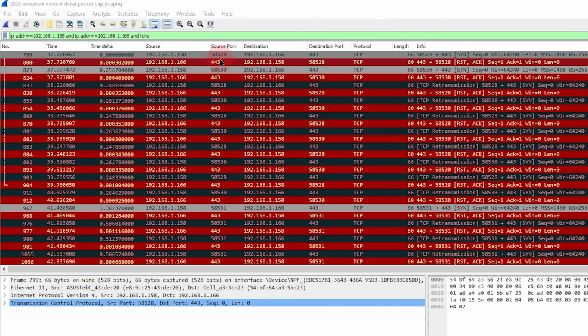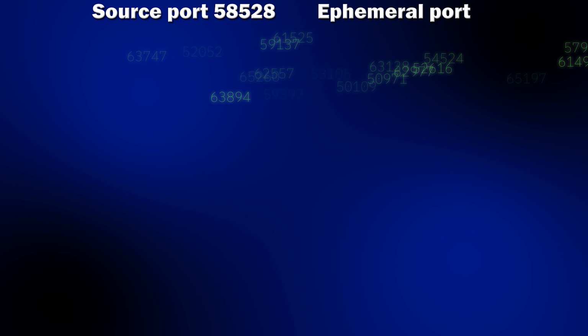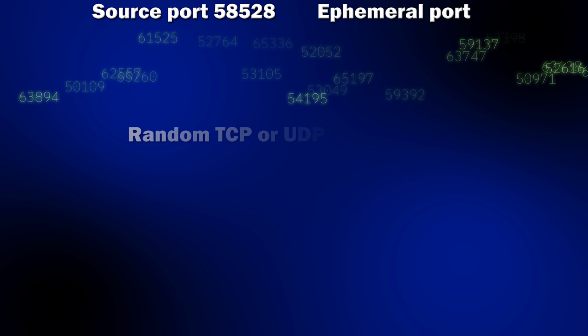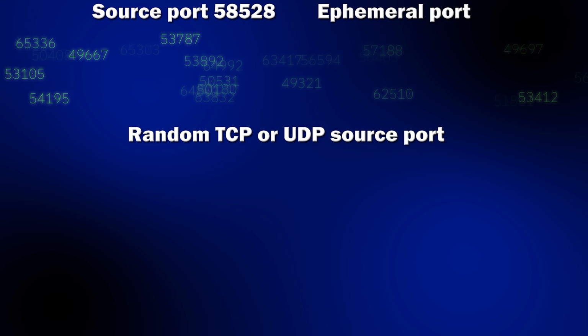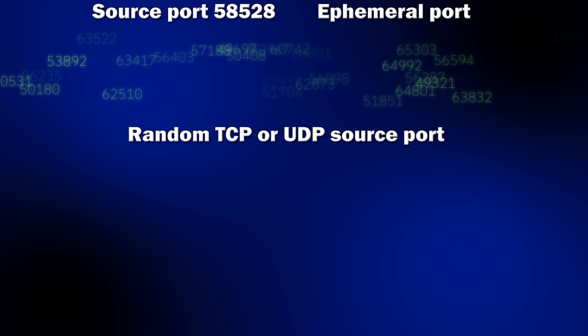Another thing to notice here is our source port is 58528 and our destination port is 443. This source port, port 58528, is called an ephemeral port. Now, this is another concept that I struggled with at first, but again, it doesn't have to be hard. An ephemeral port is just a random port that the originating computer makes up to use as a source port. That's it. Most of the time, this port is in the range of 49152 through 65535.